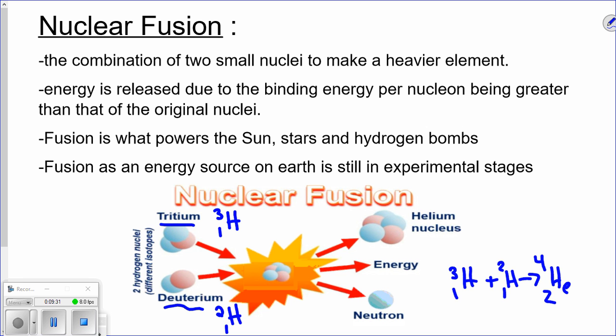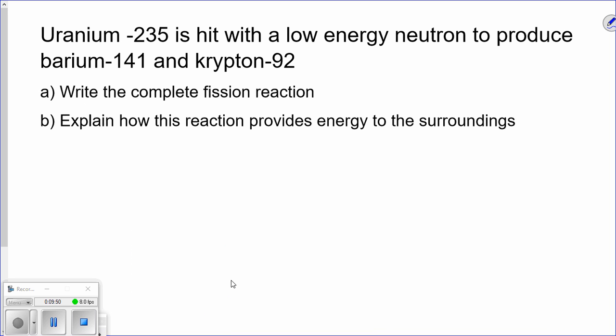And we're also releasing a neutron. And we're releasing a bunch of energy. 17.6 mega electron volts, to be specific, is the amount in that reaction from our data book. So let's just go through a couple examples.